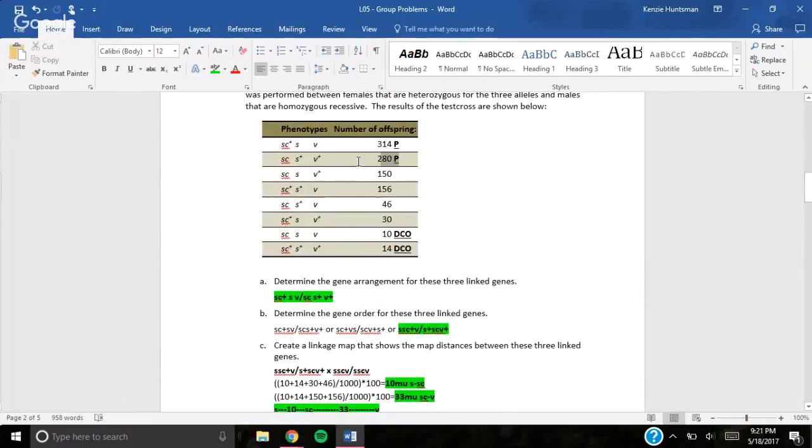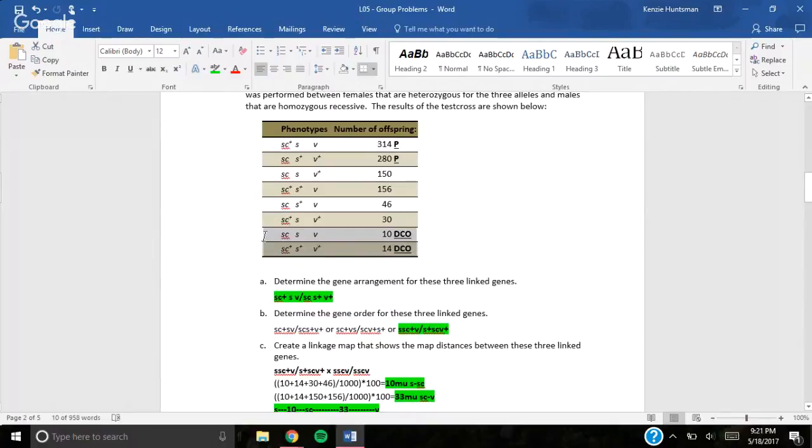We have the chart. I found these two with the P. They're the parental offspring. And so that's where I get the SC wild type and then SV, and then just the opposite for the other. That's the gene arrangement. Then you go down to the gene order.